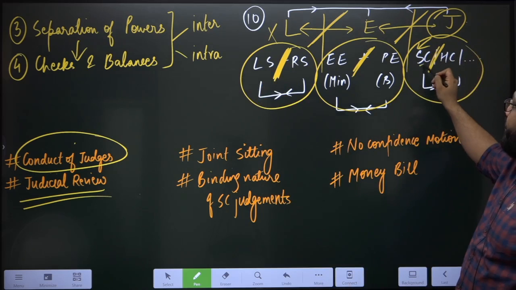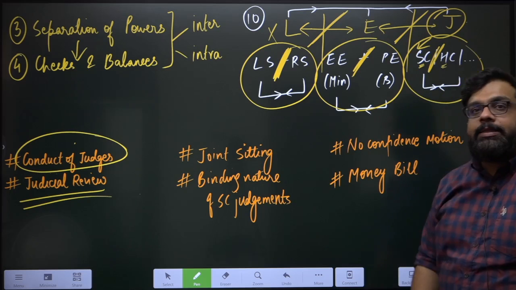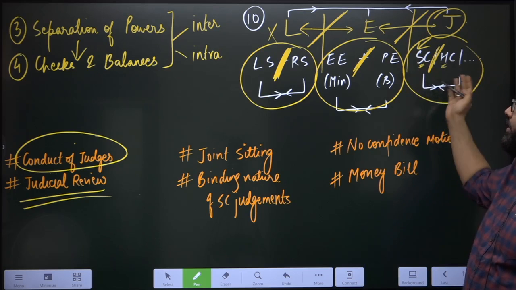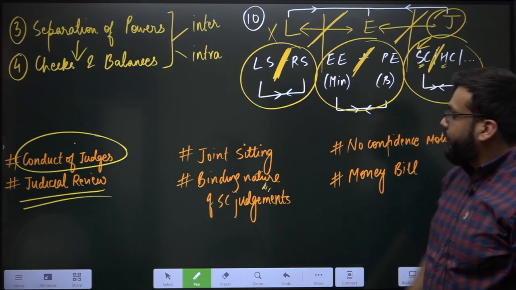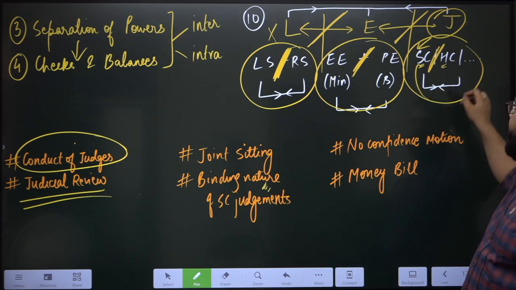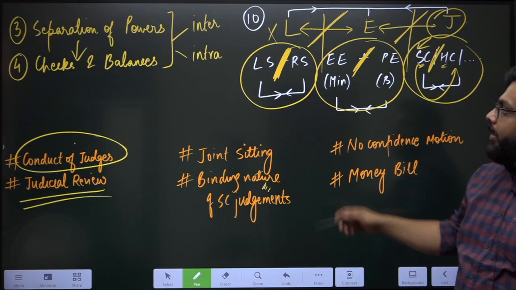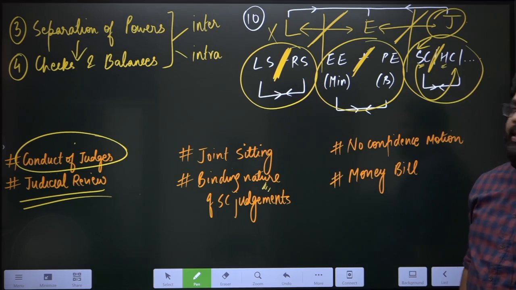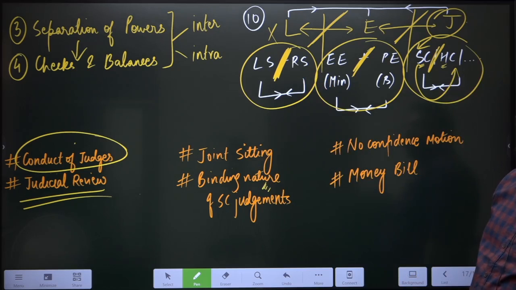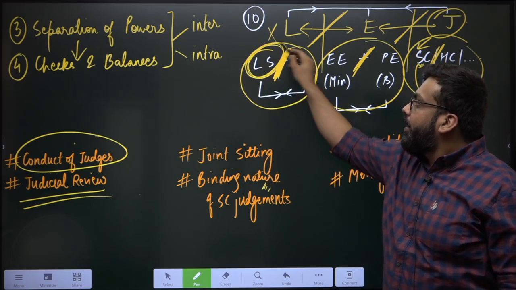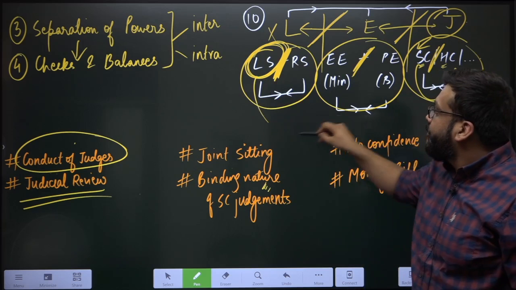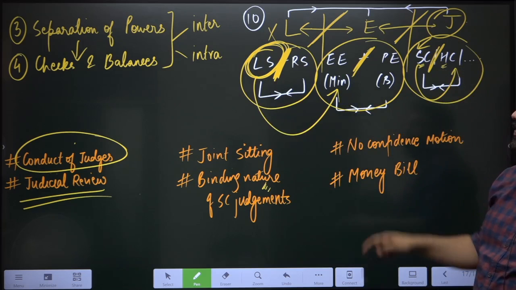The Supreme Court and High Court procedures can be distinctly different. Intra separation of powers. The Supreme Court judgments are binding on all lower courts. Intra checks and balances. The legislature, especially the Lok Sabha, can pass a no confidence motion against the executive.